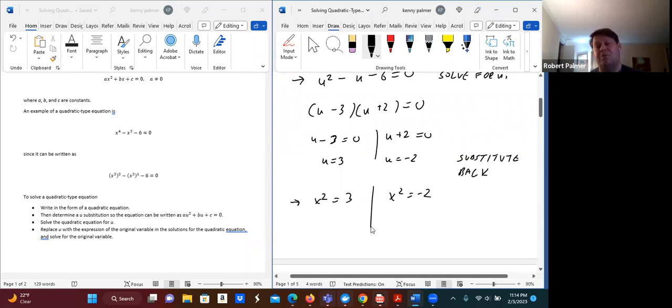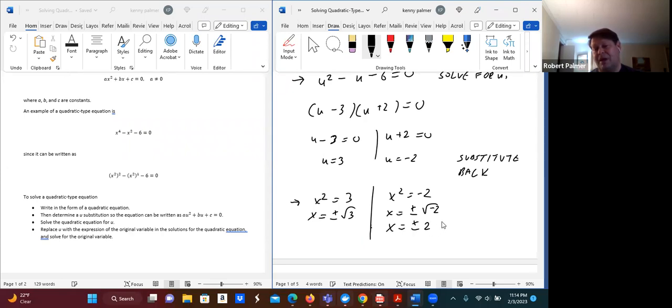This is called the square root property. Essentially, it's like taking the square root of both sides. So x is equal to plus or minus the square root of 3. Do the same thing over here. x is equal to plus or minus the square root of -2. And then remember, if you have an imaginary number like this, a negative under here, convert to i form. So this is going to be x is equal to plus or minus the square root of 2 times i.